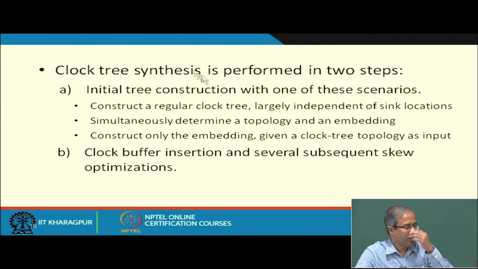When we talk about clock tree synthesis, it is performed in two steps. So we construct the initial tree. Either we construct the tree not considering the sink locations. It is a very general tree which is applicable to designs which are independent of sink locations. Second alternative may be we consider the sink locations. Topology and embedding both we are considering together. Third, we consider them as two separate steps.